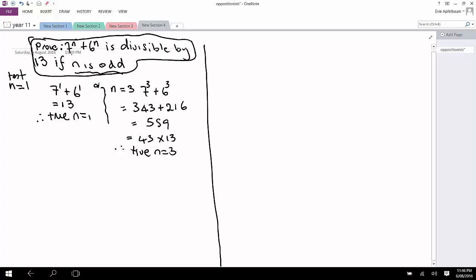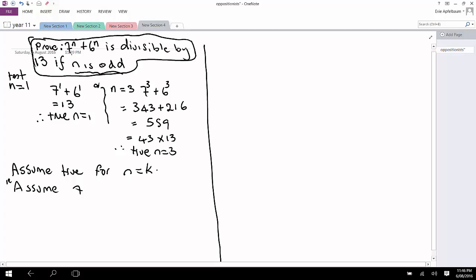Okay, now we come to the next bit again. Assume true for n equals k. What are we assuming? Assume that 7 to the k plus 6 to the k is equal to 13 times some whole number, m, an element of the whole numbers.